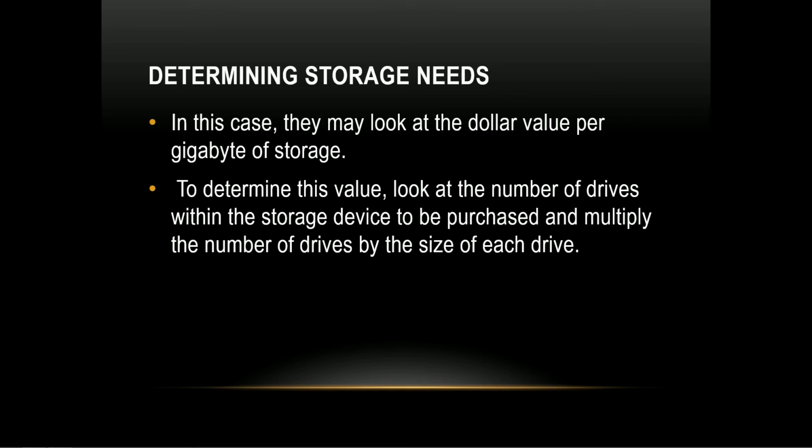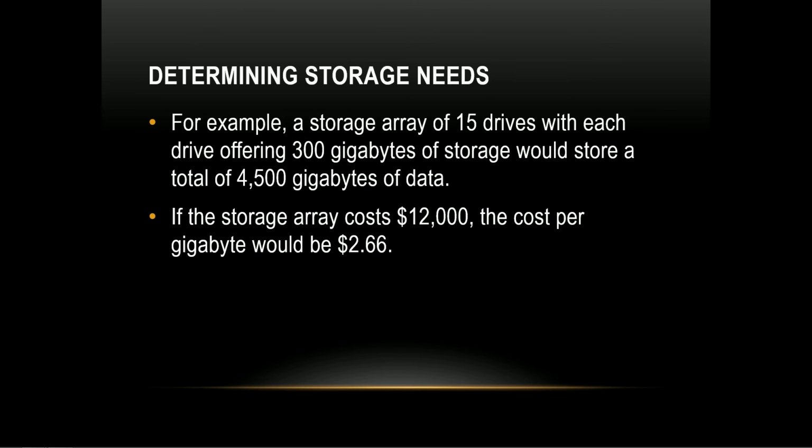Let's look at costs per device. So we have to look at the dollar value. So how do we do that? Normally, if we're doing it for a network, we can take how many ports, divide it by the price, and we get price per port. But with storage, we're going to do that price per megabyte, gigabyte, or terabyte, depending on the storage. So let's assume we have 15 drives in a SAN. Each drive is offering about 300 gigabytes of storage. So that comes out to about 4,500 gigabytes.